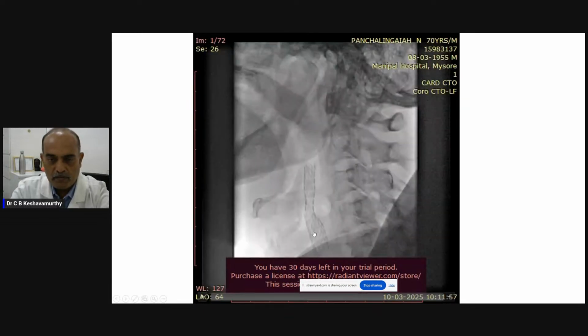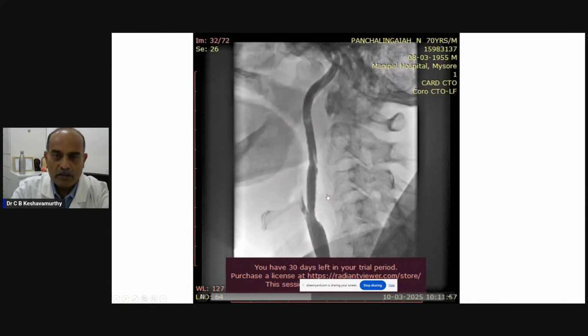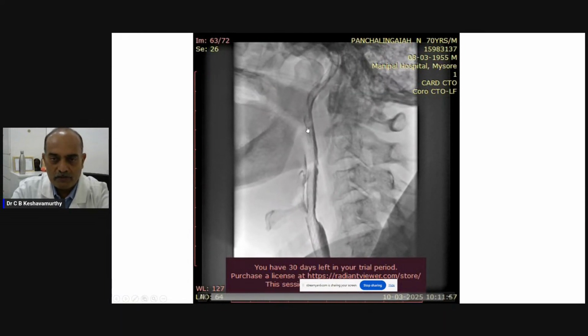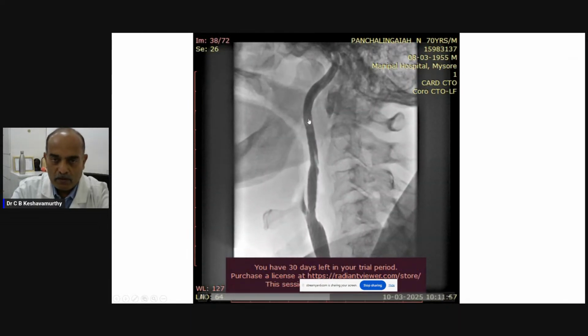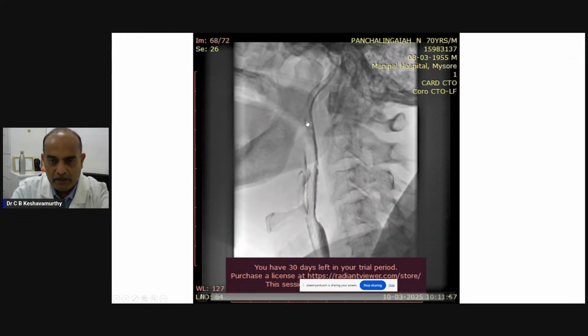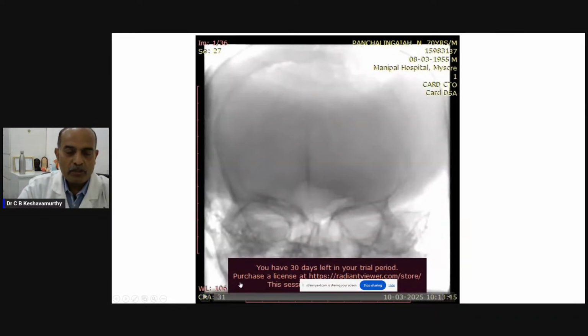So soon after deployment of the stent, we saw that in the check angio there is a large amount of thrombus. You can see that mobile opacity which is present here. This is a large segment of thrombus in the internal carotid artery, which has probably migrated from this site of initial thrombosis.